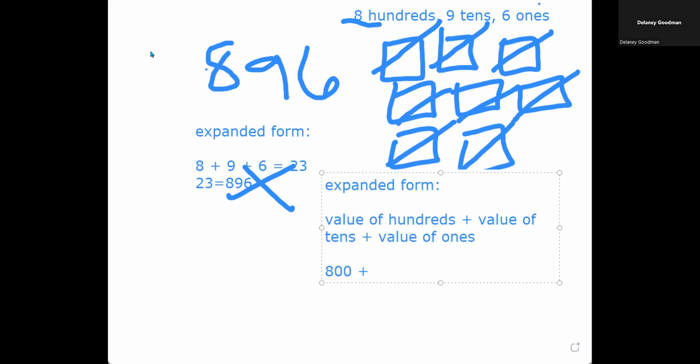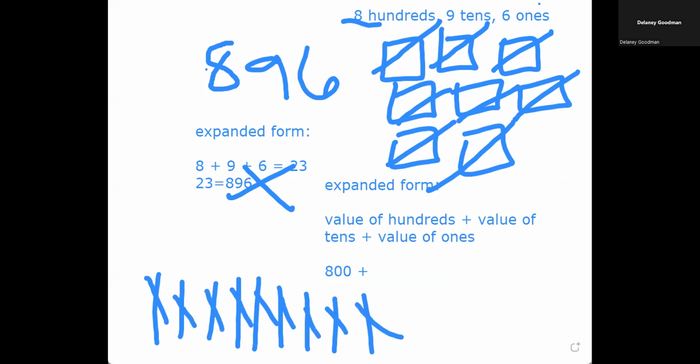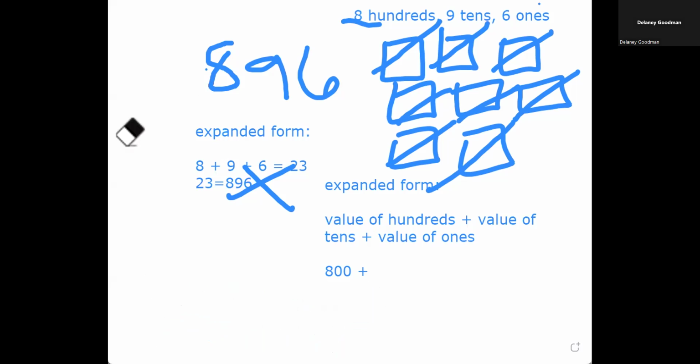We have 9 tens. So we have 1, 2, 3, 4, 5, 6, 7, 8, 9. Now let's count that by their value. We have 10, 20, 30, 40, 50, 60, 70, 80, 90. So our value of our tens place is 90. So we have 800 plus 90. Now, in our ones place, we have 6 ones. Well, how much is a 1 worth? A 1 is worth 1. So if we have 6 ones, that means our value is 6.